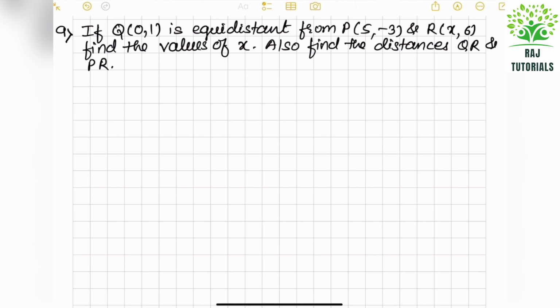Next question says if Q(0, 1) is equidistant from P(5, minus 3) and R(x, 6), find the values of x. Also find the distance QR and PR. So here also I will be using the distance formula.